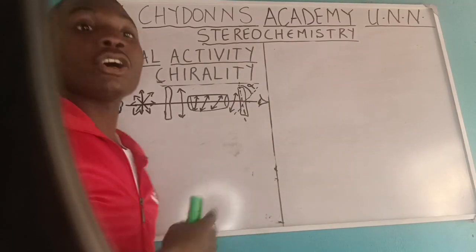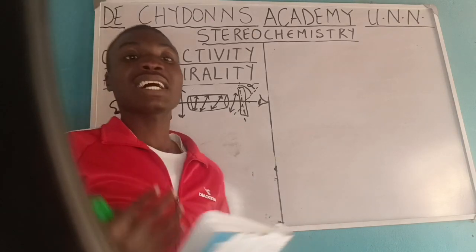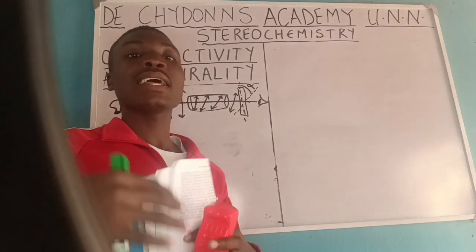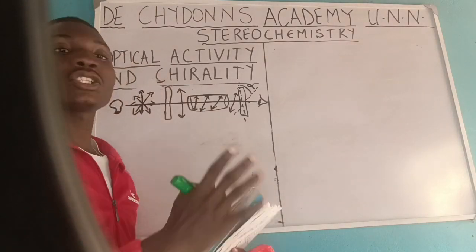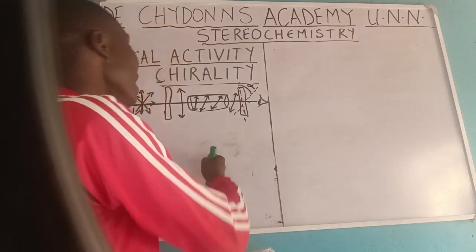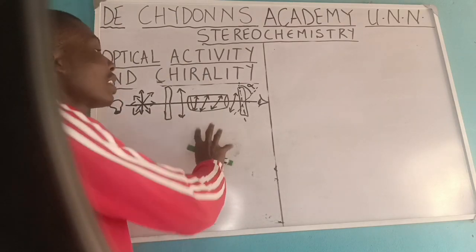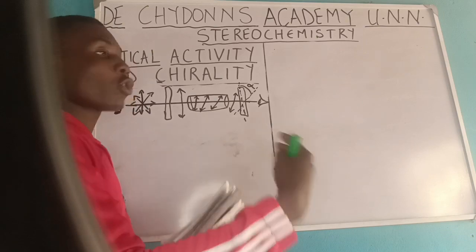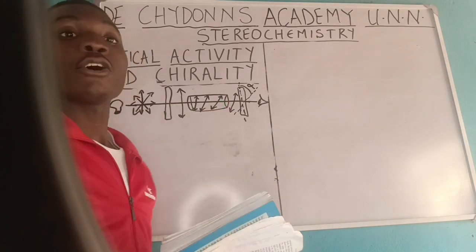So let's make progress and begin to talk about optical activity. Optical activity relates to molecules or compounds that are capable of rotating light. One of the instruments used to study the rotation of light by different compounds is the polarimeter. Let me highlight the important parts of the polarimeter so you understand how it operates and how it relates to the optical activity of molecules.